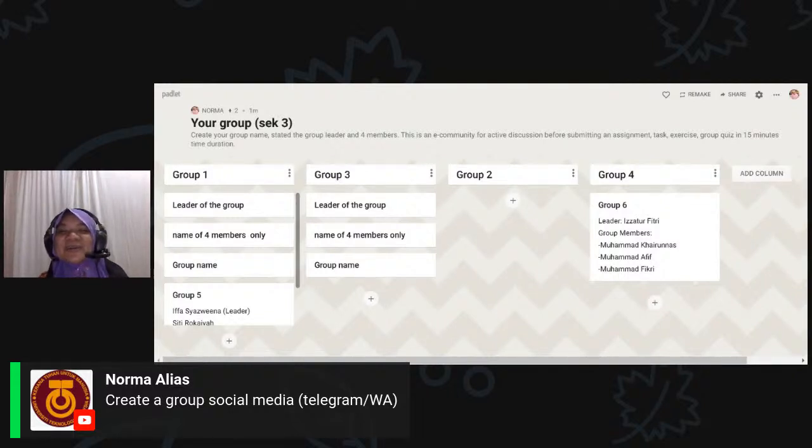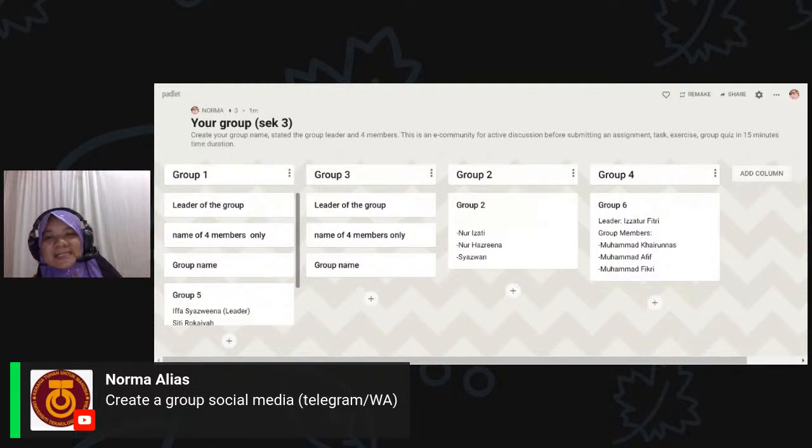Group 6. The leader is Izatul Fitri. You can see here, very clear how your friend creates a group here on time, in real time. So I go to my system. Muhammad Khairunas, Muhammad Afif, and Muhammad Fikri. How many now? 1, 2, 3, 4, 5. Muhammad Firdaus is on. Very good.